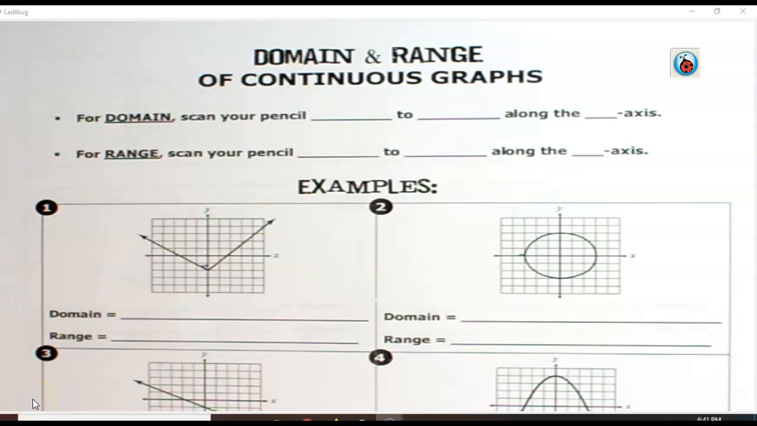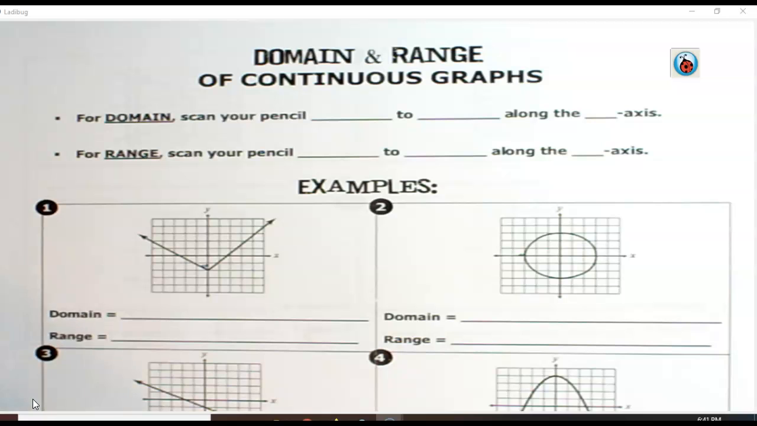Today is domain and range of continuous graphs. Now, yesterday we did interval notation. We're going to be doing our domain and range both using interval notation and inequalities. You should be able to change back and forth. Your homework page has them in inequalities. I want to make sure that you write them down in interval notation next to the match.